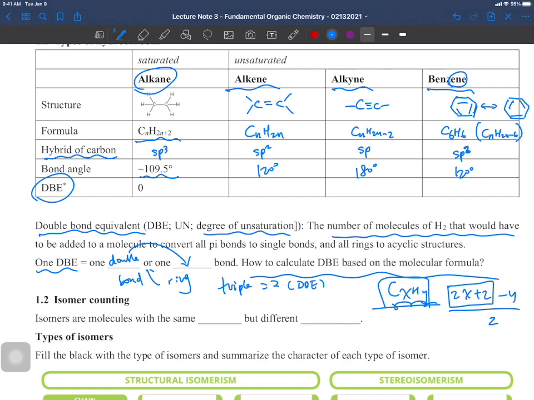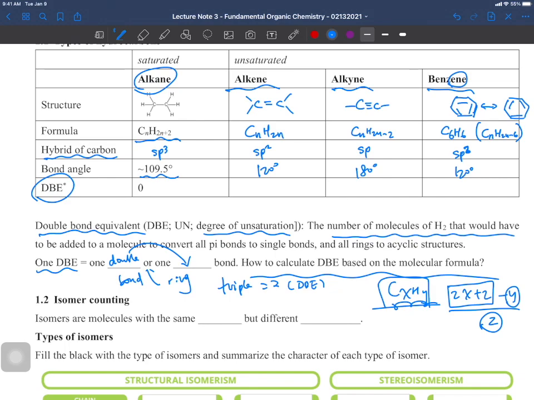Yeah, so if it's an alkane, that's the maximum number of hydrogens it should have, right? And now we're using minus y, that's the difference between the number of hydrogens it has now and what it is supposed to have if it's saturated. And then we divide it by 2 because we are counting pairs of hydrogens, right? Kind of how many pairs of hydrogens are missing.